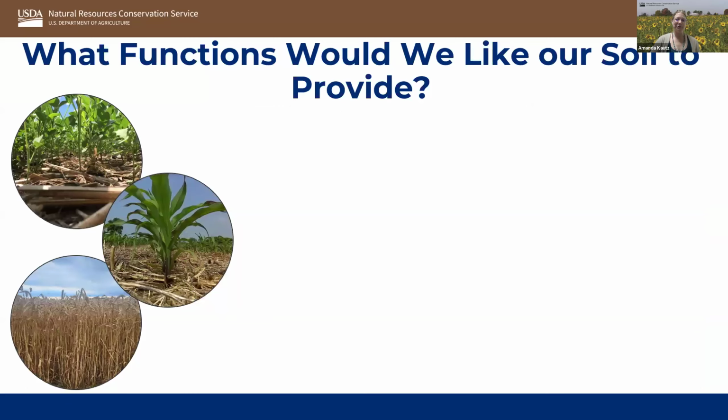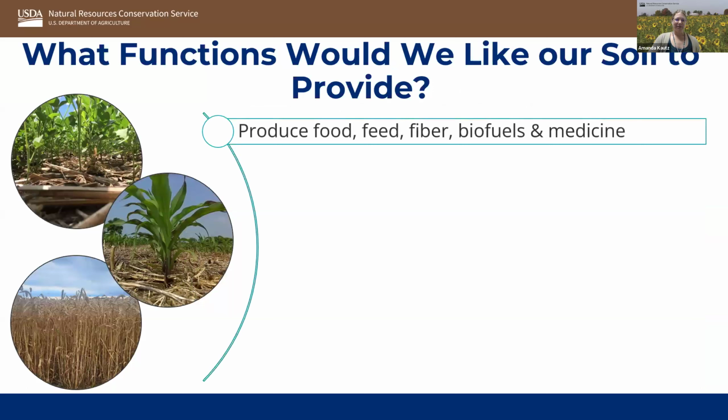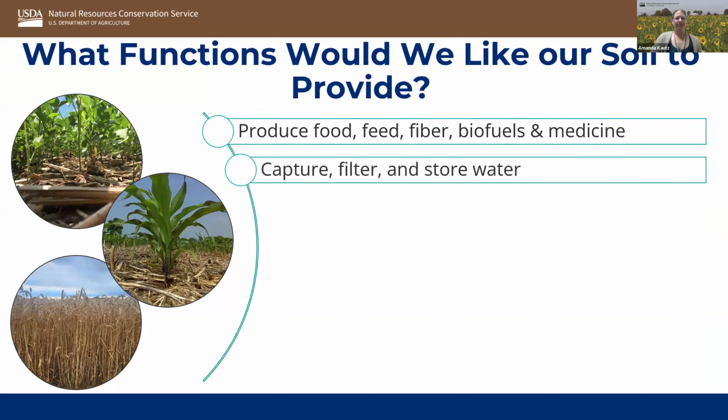So I said we want soil to provide functions. What do we want it to do? First of all, we need it to produce what we're growing as our crop, right? Food, feed, fiber, biofuels, medicine, whatever's out there. So we want it to sustain our crop because we put those inputs out there. That's our livelihood. We want to make sure that's working.